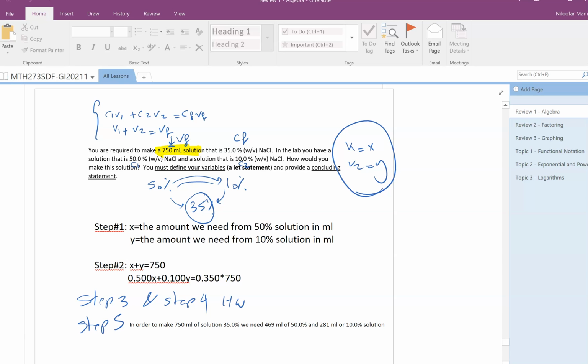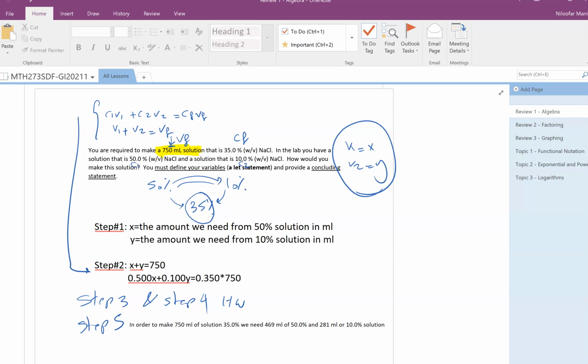I define my variables. Don't say x equals 50%. Then I would say, what do you mean? No, x is the amount we need from 50% in milliliter. Make sure to be careful with the unit. What is the unit? Don't say y is 10%. What do you mean? No, y is the amount in milliliter. Then you write two equations, two unknowns, using this. Then you solve it and check it and write the statement.